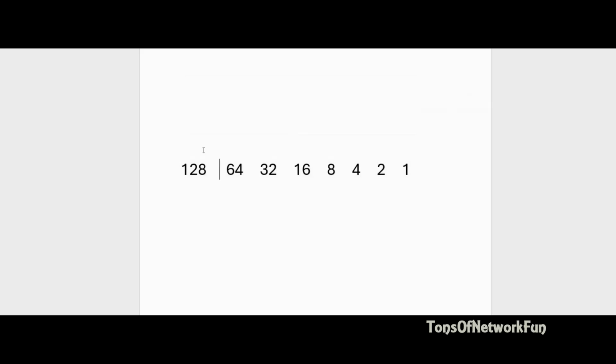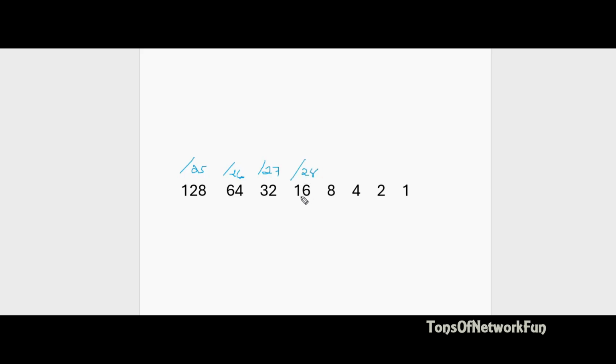We can memorize the slash value for each bit even better. So 128 you have /25, 64 you get /26. This will never change, right? So all you have to do is just memorize this. 3 bits borrowed at 32 we get the /27, which is what we just did. 4-bit borrow /28, and 5 bits /29, /30, /31 and /32.